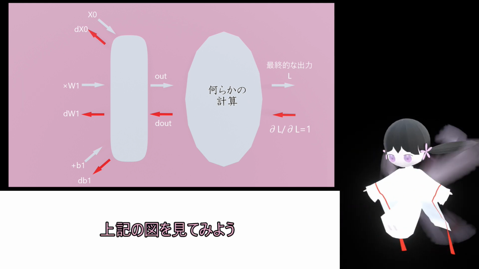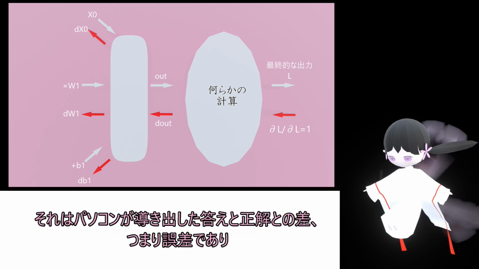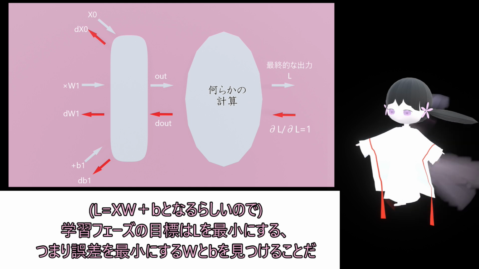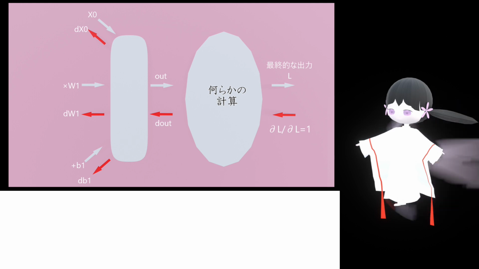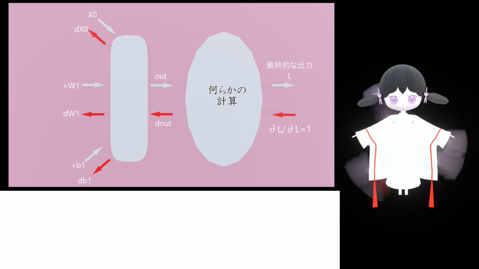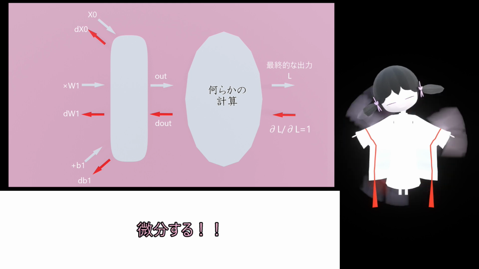Let's look at this picture. The final output L is called the loss function, which is the error between the answer the computer arrives at and the correct answer. The goal of the training phase is to find the parameters, weights, and biases that minimize this error. The error L being minimal means that the loss function L has a minimum value. How do you find the minimum of a function? Use differentiation.